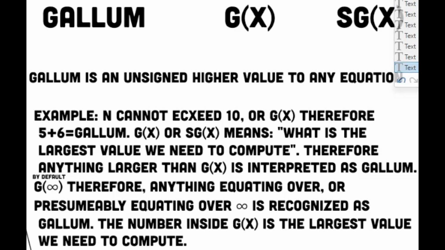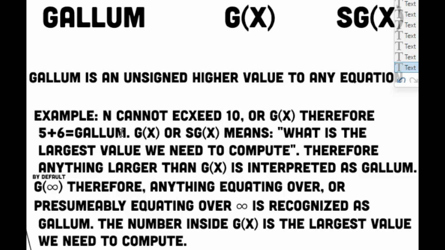And I quote, Gollum is an unsigned higher value to any equation. Example, if n cannot exceed 10 or g of x is g of 10, therefore 5 plus 6 is Gollum. Because x is 10 in this case, and when g or sg is 10, that means that anything exceeding 10 is a Gollum, or an unsigned higher value.